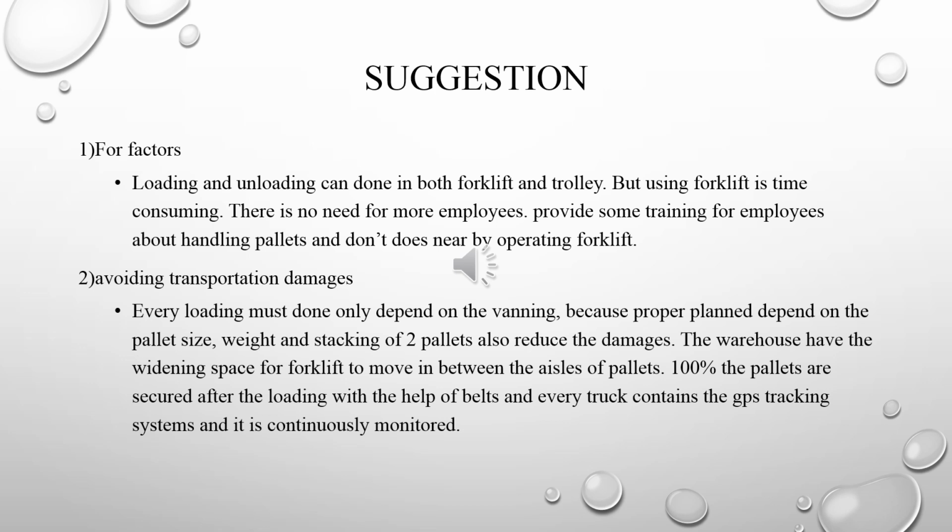Avoiding transportation damages. Every loading must be done only depending on the vanning, because a proper plan based on the pallet size, weight and stacking of two pallets also reduces the damages. The warehouse has the waiting space for the forklift to move in between the aisles of pallets. 100% of pallets are secured after the loading with the help of belts, and every truck contains the GPS tracking system and it is continuously monitored.